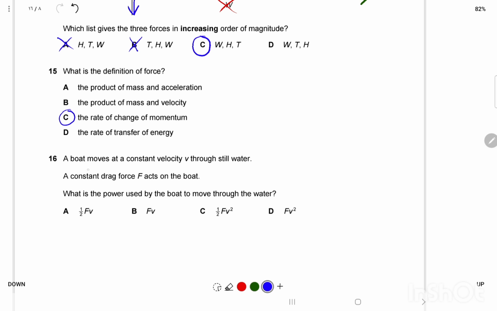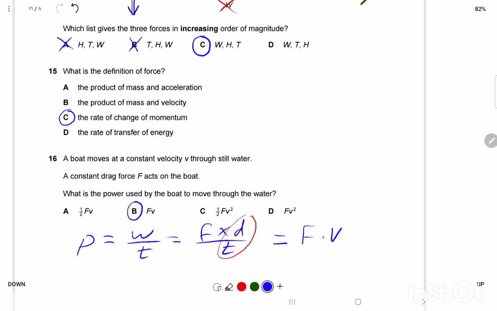Number 16. A boat moves at constant velocity v through still water. A constant drag force acts on the boat. What's the power used by the boat to move through the water? We know that power is equal to work divided by time, and work is equal to force times distance. So divide by time: distance divided by time is velocity. So we can say it's equal to force times velocity, and option B is the correct answer.